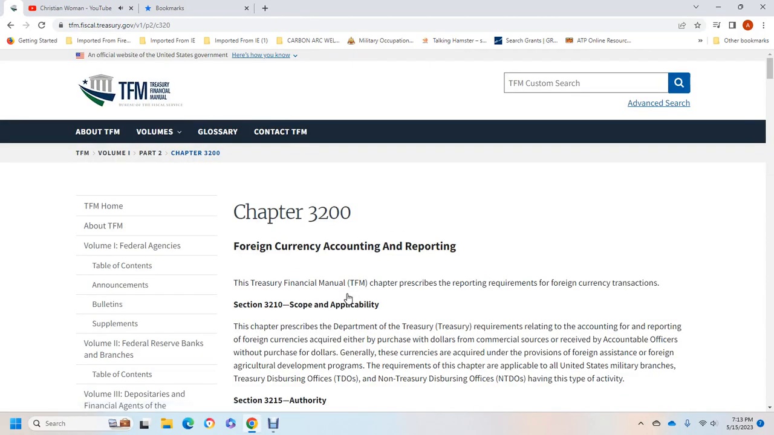Alright, Foreign Currency, Chapter 3200, Volume 1, Part 2, Chapter 3200, Foreign Currency Accounting and Reporting. The Treasury Financial Manual chapter prescribes the reporting of foreign currency transactions.